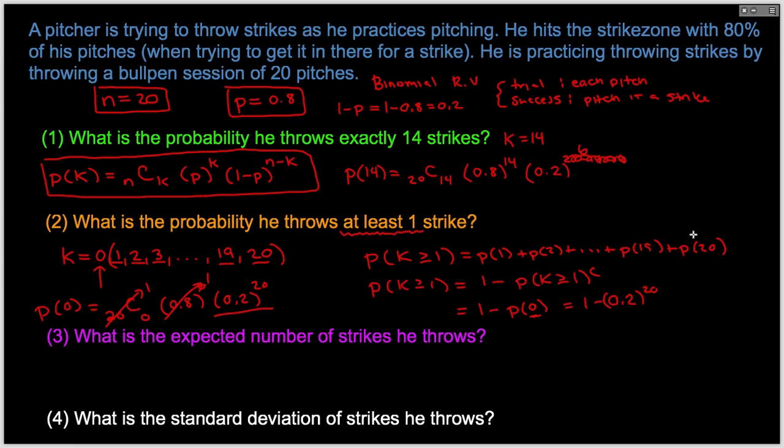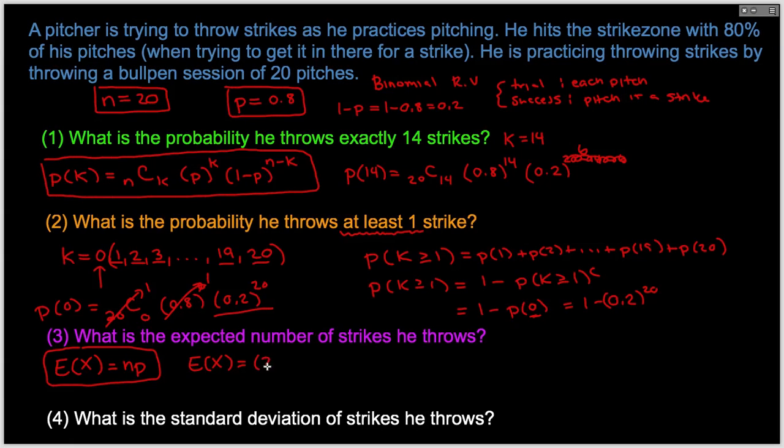Now, the next question says, what is the expected number of strikes he throws? So whenever you see the word expected in this quiz, you're going to want to think expected value. And there's a special formula for the expected value of a random variable x, which is binomial. And that is just n times p. It's very easy. So this is another formula you're going to need to know. N times p.